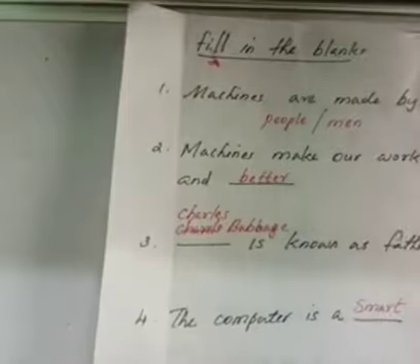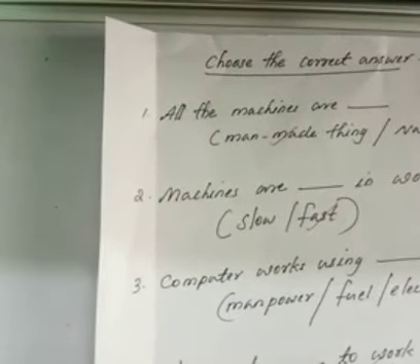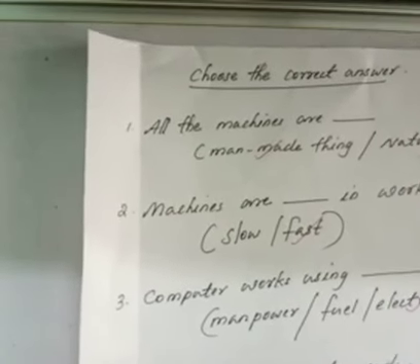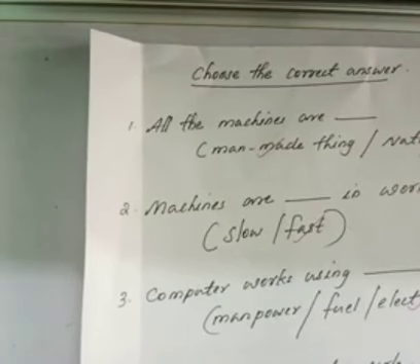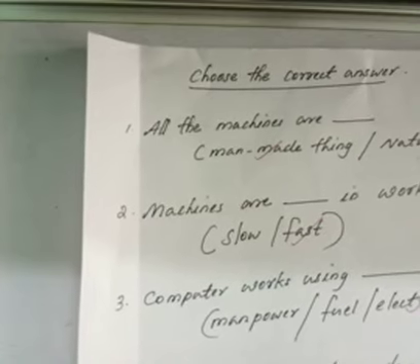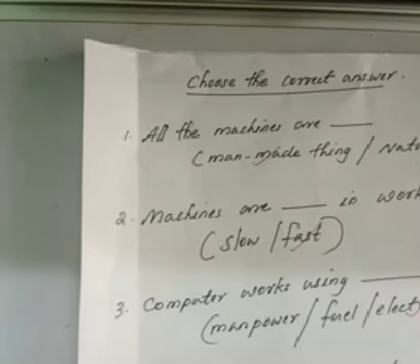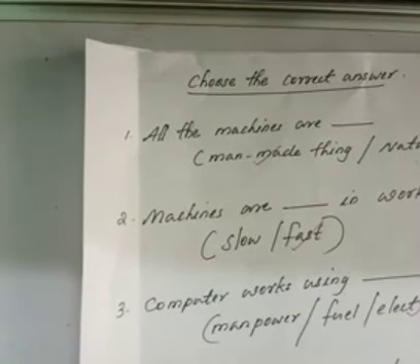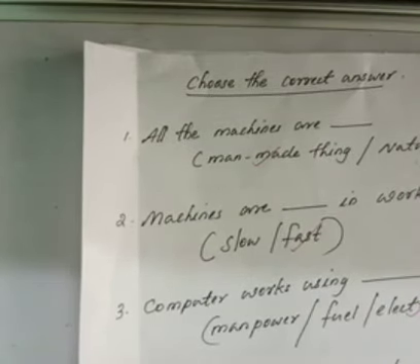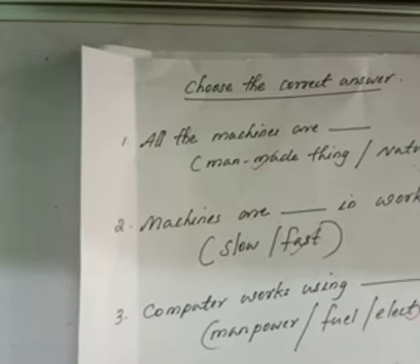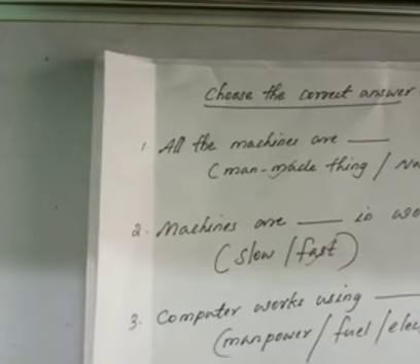Okay, children. These are the different patterns. Fill in the blanks, choose the correct answer. Then classify the machines and write down whether that machine uses fuel, electricity or manpower. That you also have to write. Okay, children, no need to write the full spelling. You should write the first letter of each. Instructions are given in the questions.